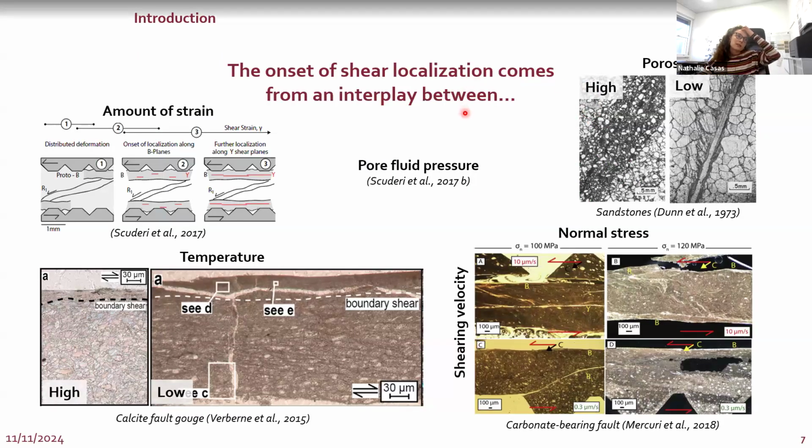This shear localization also comes from an interplay between many variables and parameters around the faults. The initial porosity within the fault that can change the degree of localization, the applied normal stress, shearing velocity, the temperature within the fault, the amount of strain, as I showed just before, that the fault can reach, but also the pore fluid pressure that can be within the fault.